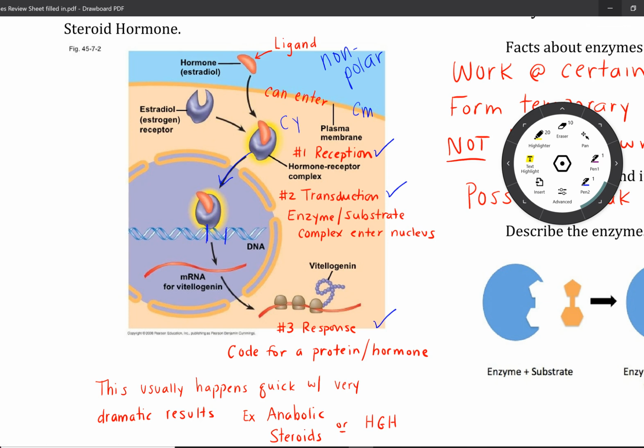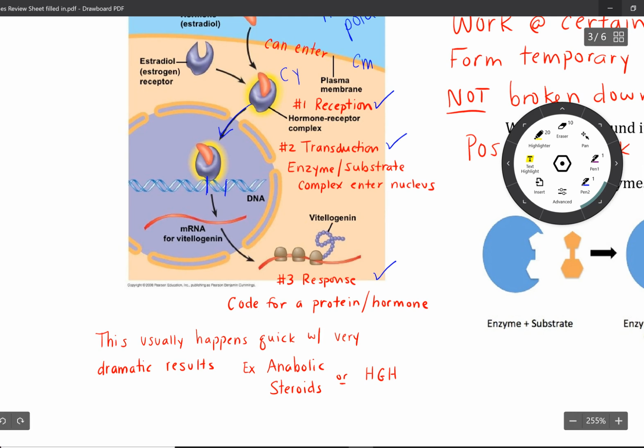And we know that this will happen extremely quickly in things like anabolic steroids or HGH, which some professional athletes use. And it's kind of against the rules for pro athletes.